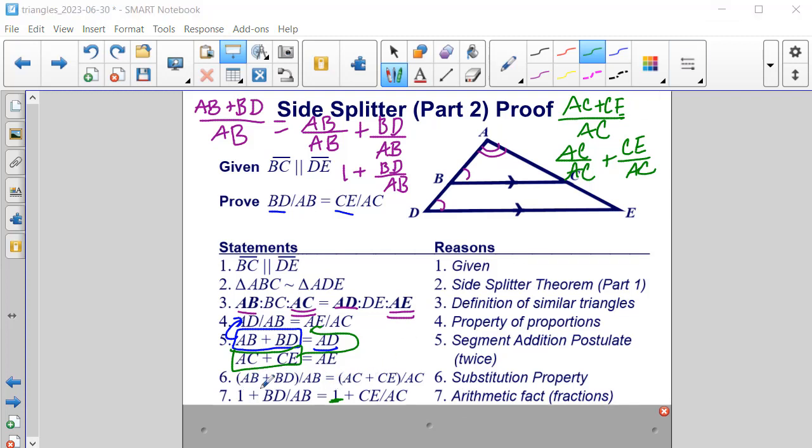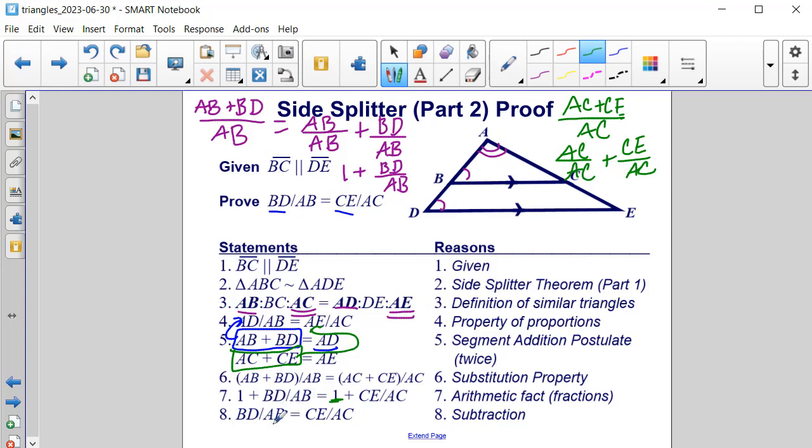And now notice that step 7 has a 1 on both sides of the equation. So if we subtract 1 from both sides, we will end up getting BD divided by AB is equal to CE divided by AC. And again, we did that by subtraction. We subtracted 1 from both sides of the equation. And this is the statement that we needed to prove. So this proof has been completed.